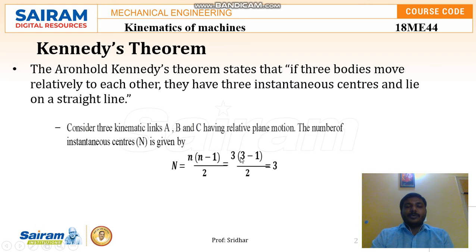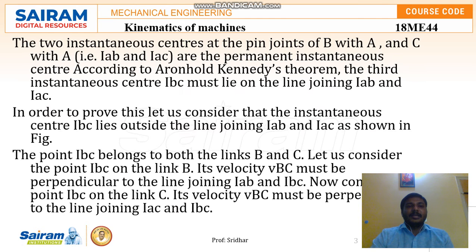Substituting, 3 into 3 minus 1 divided by 2: 3 minus 1 is 2, 2 into 3 is 6, and 6 divided by 2 is 3. So Kennedy's theorem tells us that if three bodies move relative to each other, the three instantaneous centers lie on the same line. We considered three kinematic links and got the number of instantaneous centers also as 3. Now we will see how this is proved.